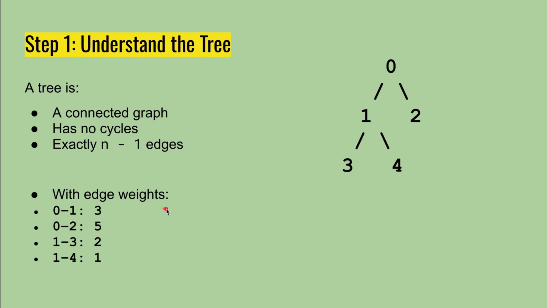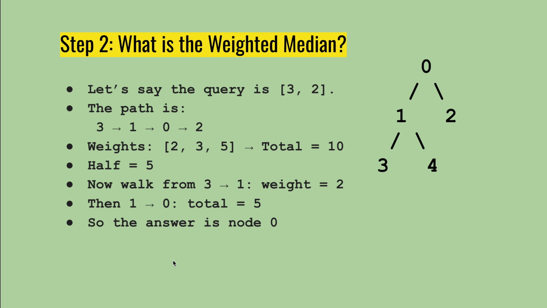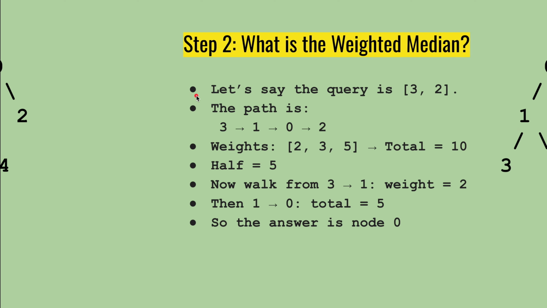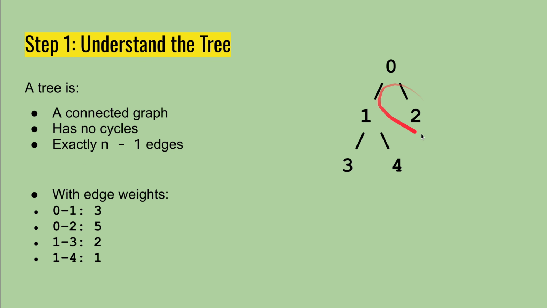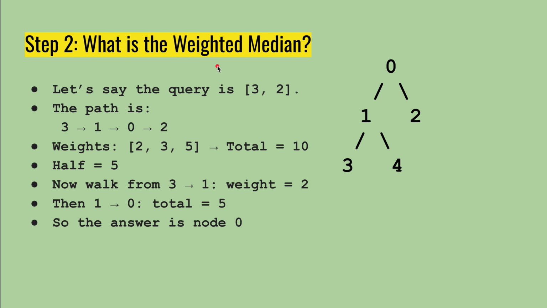If we talk about the edge weights, from 0 to 1 we have given weight 3, 0 to 2 we have given 5, 1 to 3 we have given 2, and 1 to 4 we have given 1. So these are the weights given on each edge. You just have to assume that these are given. As we know these weights and edges, what do we need to do? What is the weighted median? Let's say the query is 3 2, meaning we want a path from 3, 1, 0, 2: we want to go from here 3, then 1, then 0, then 2.